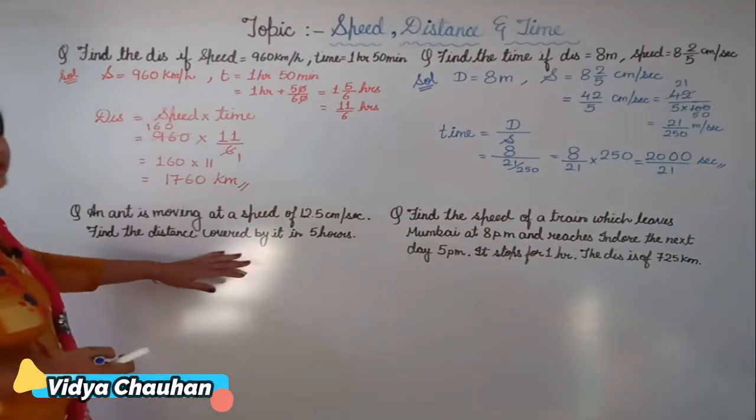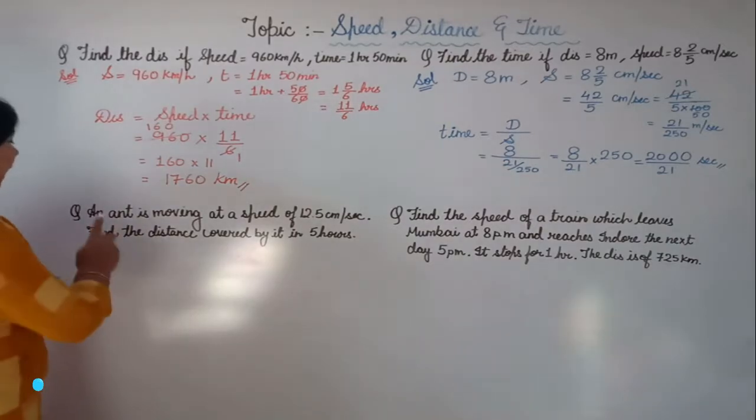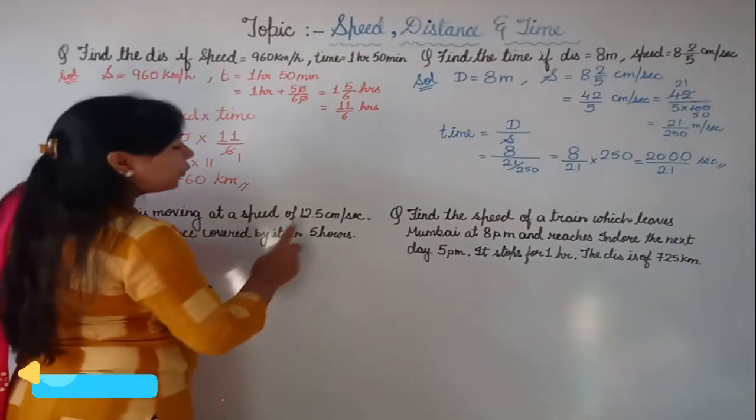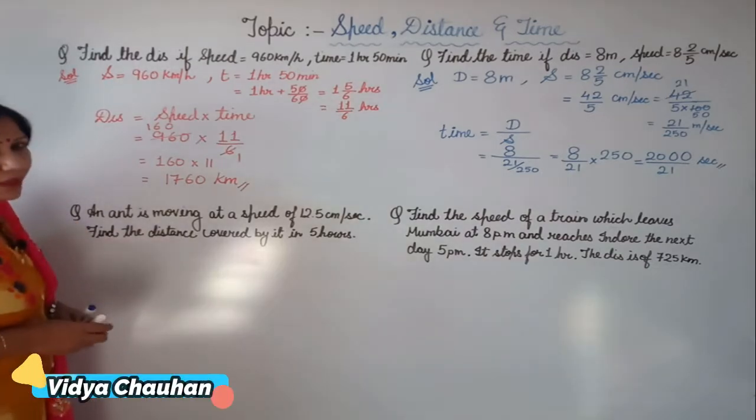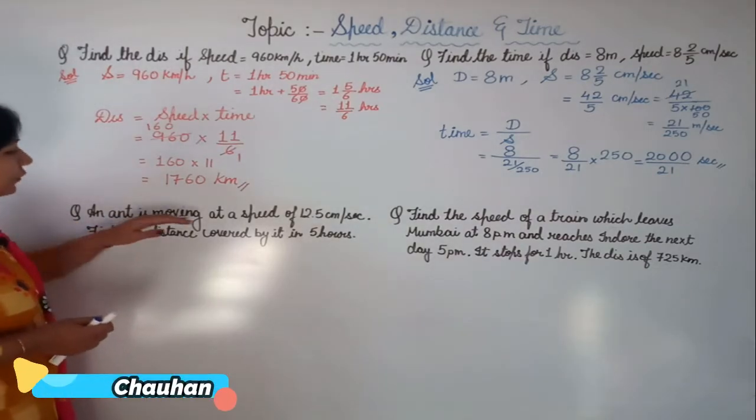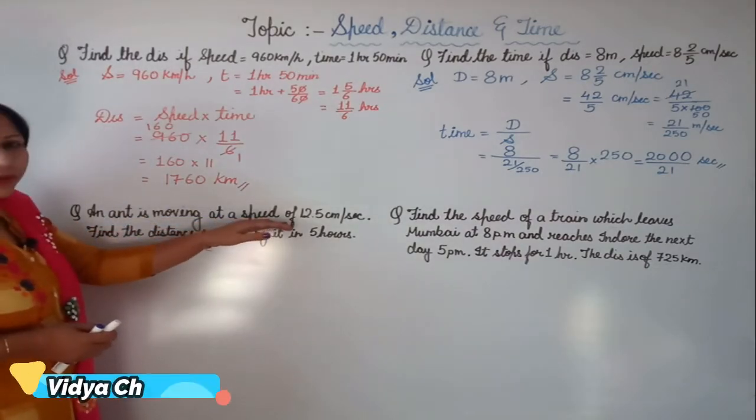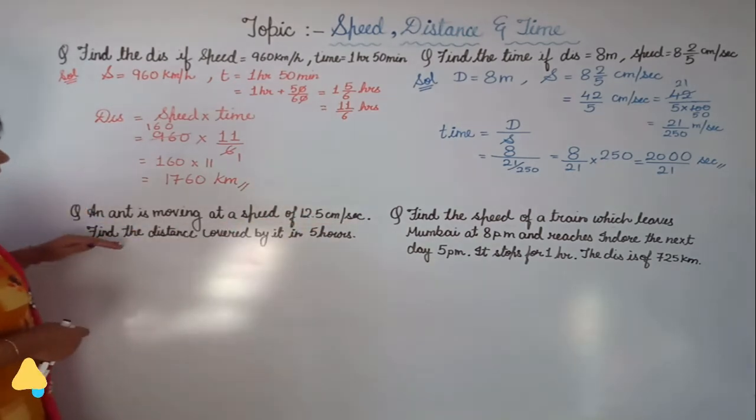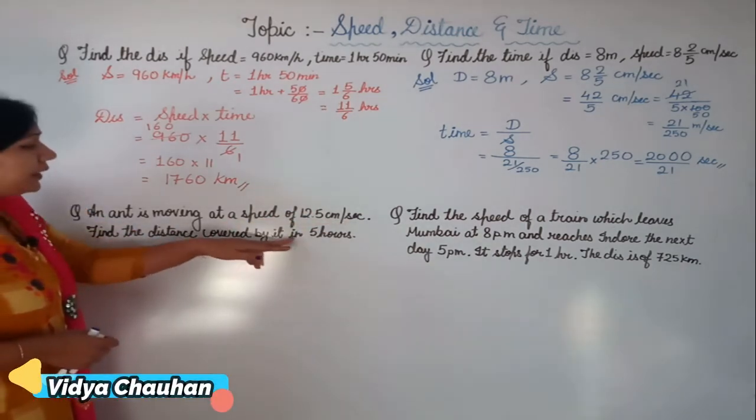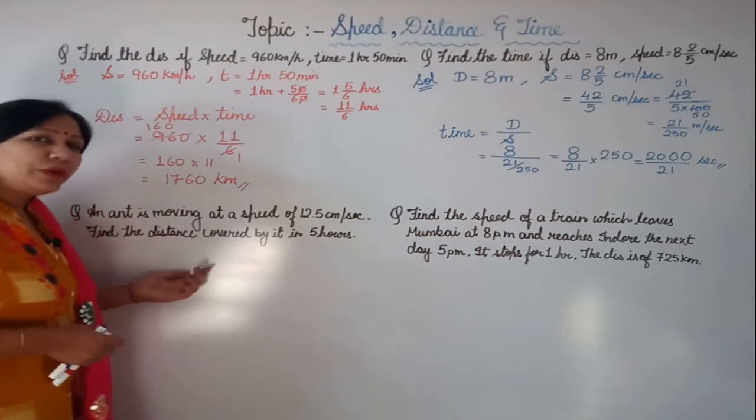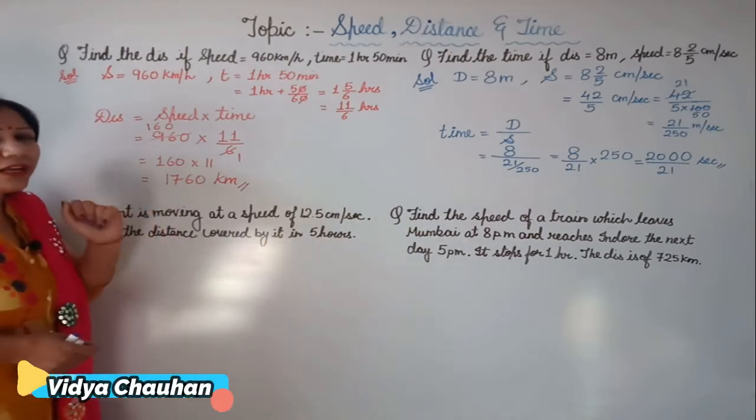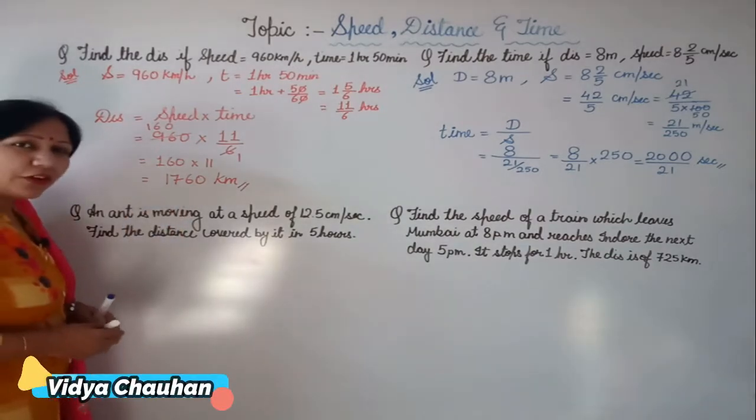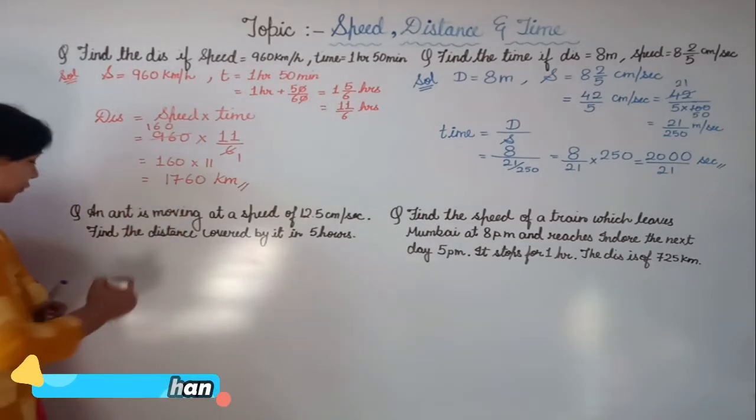Now students, coming to the third question, in which an ant is moving at a speed of 12.5 centimeter per second. The speed of movement of the ant is given to us, which is 12.5 centimeter per second. Find the distance covered by it in 5 hours. How much distance will it cover in 5 hours? That you have to calculate. This kind of question you can also solve by using the unitary method.